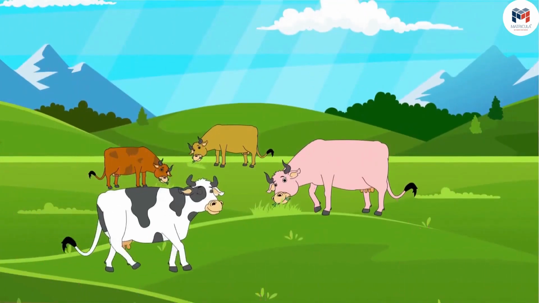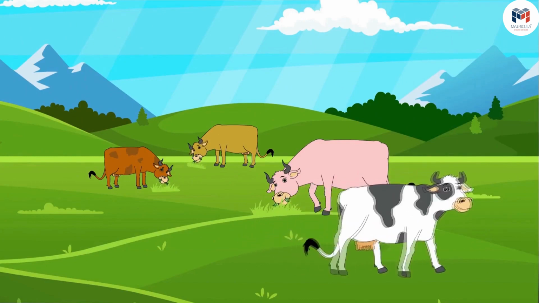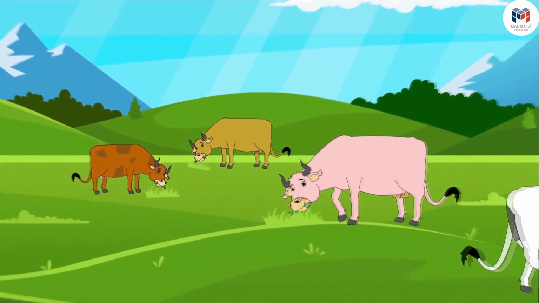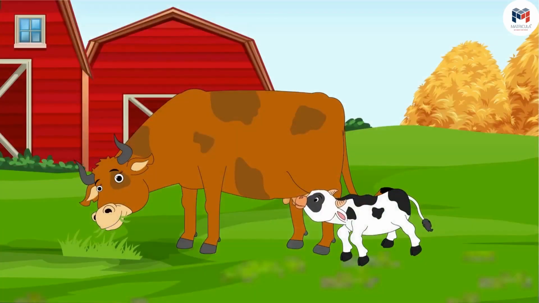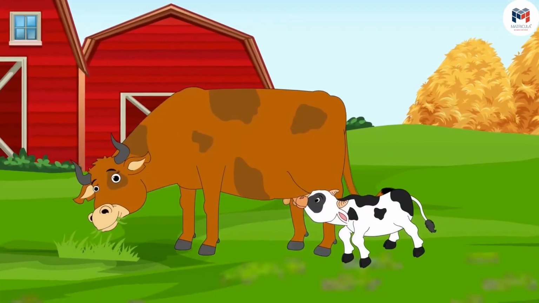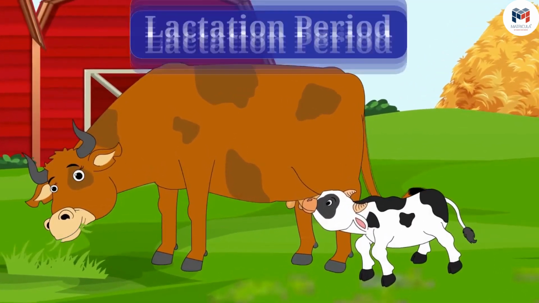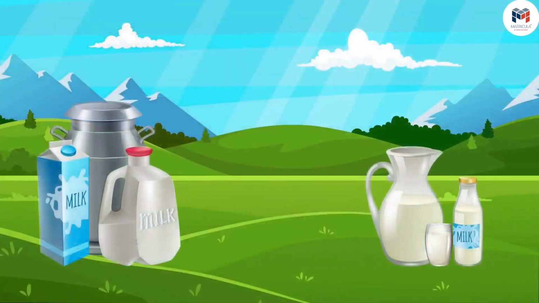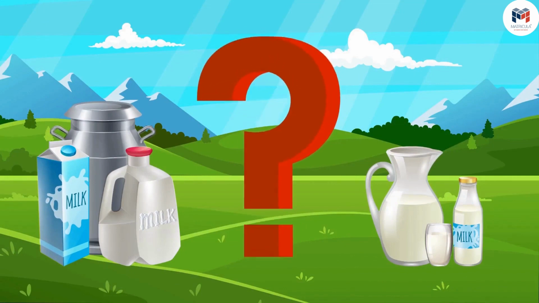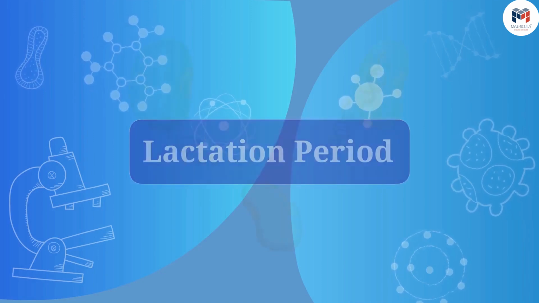If you talk about female animals, do you think they always give milk? Think about it. No, the female animal gives milk only after the birth of a calf. And that particular period is called lactation period. Do you know how to increase milk production? Think. The production of milk can be increased by increasing the duration of lactation period.